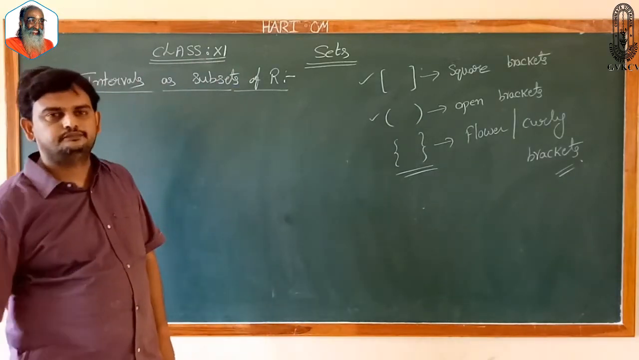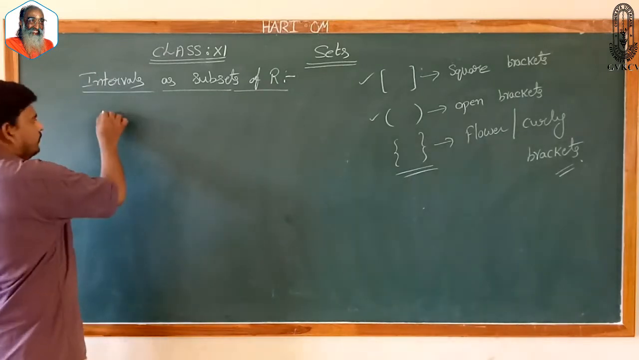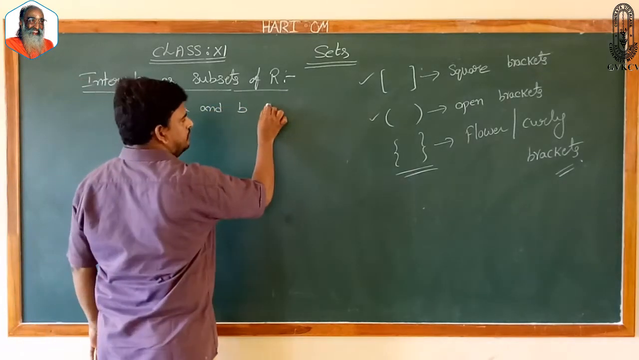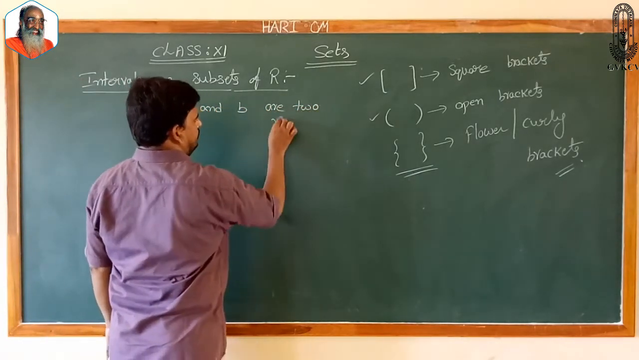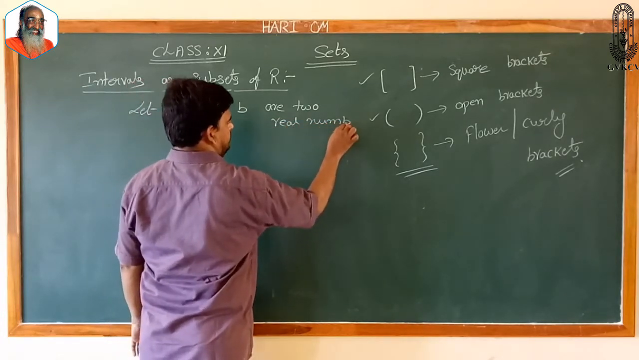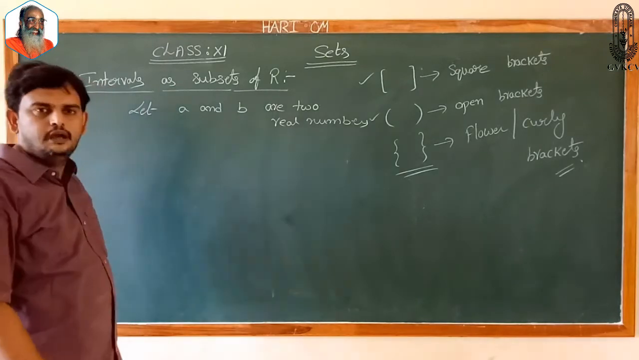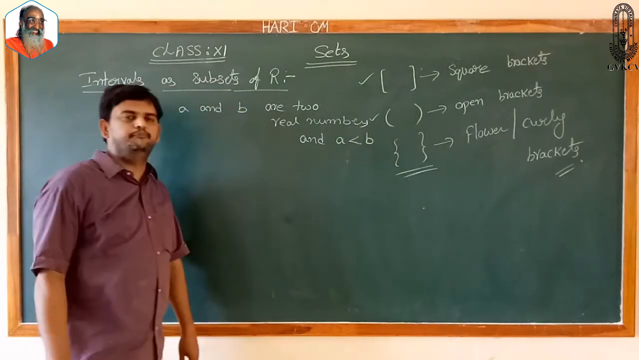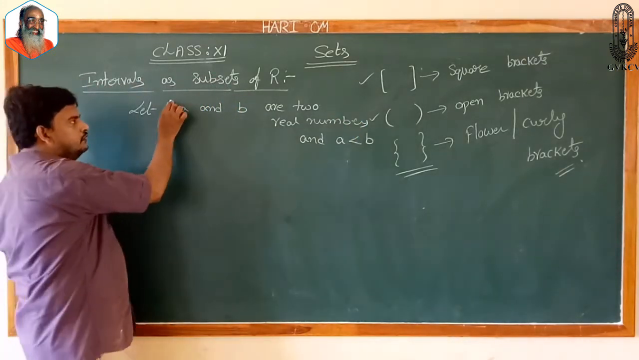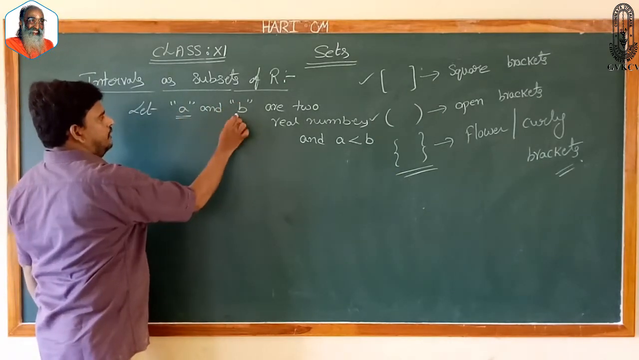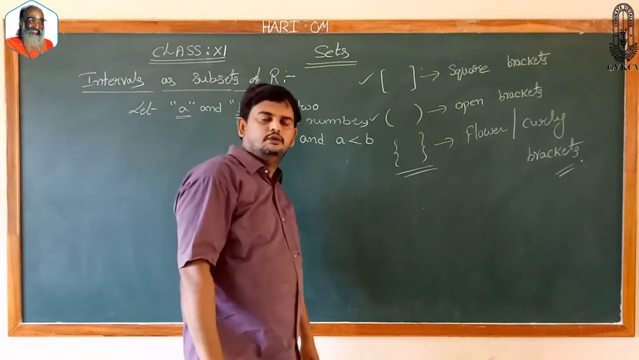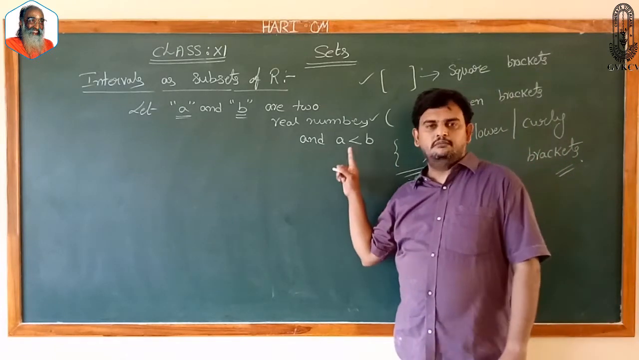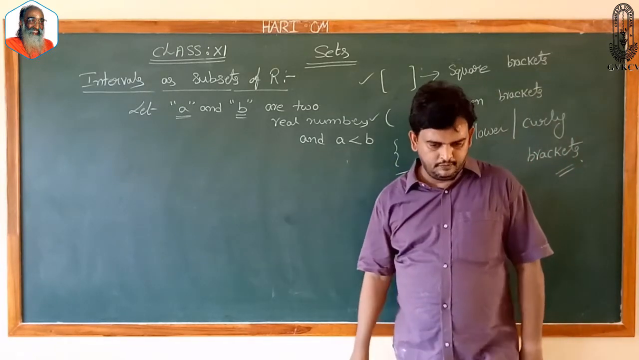For example, let A and B be two real numbers and A less than B. What we are taking is A and B are two real numbers, and I have a relation that A is less than B, means A is smaller than B.